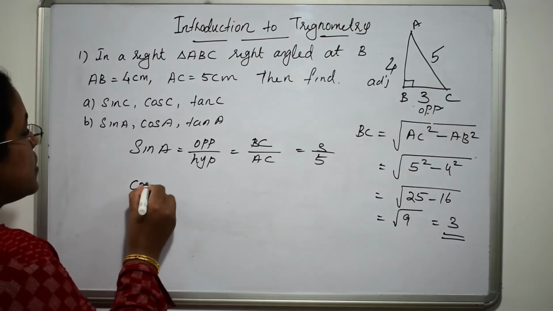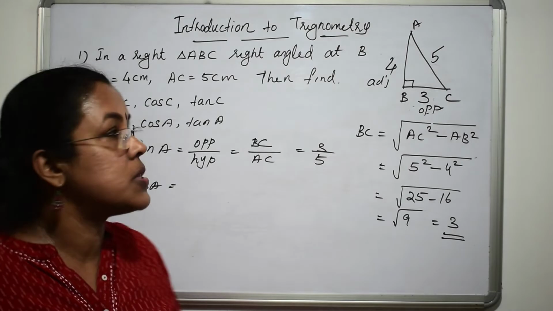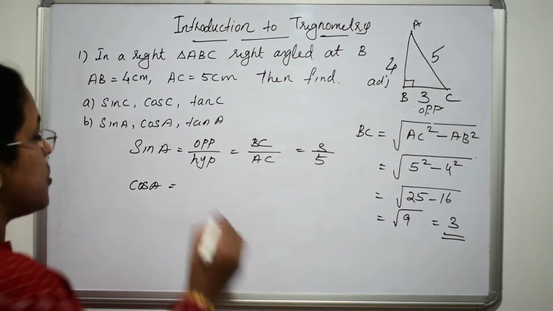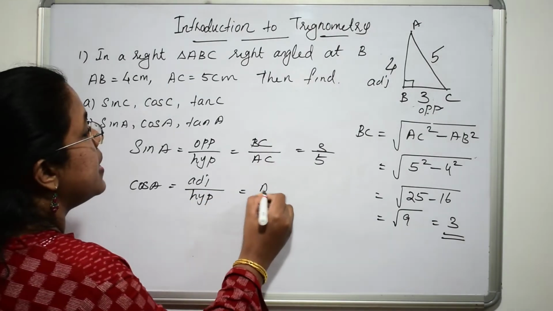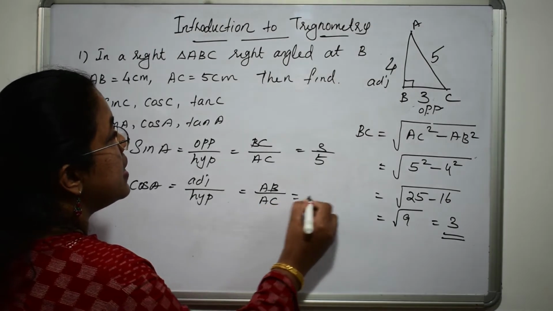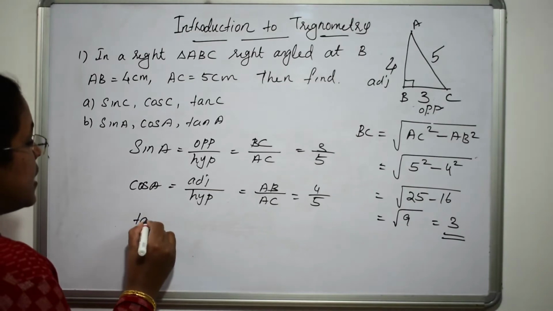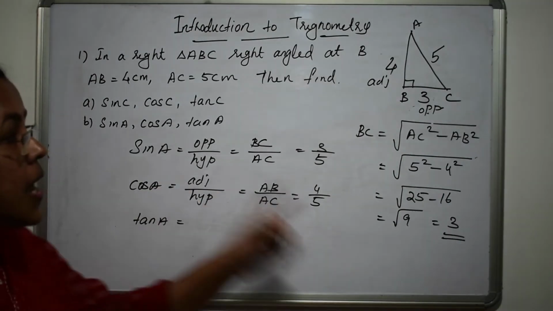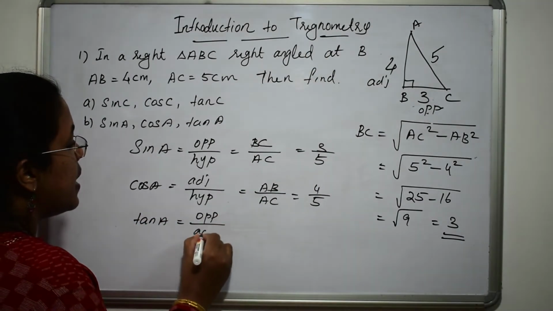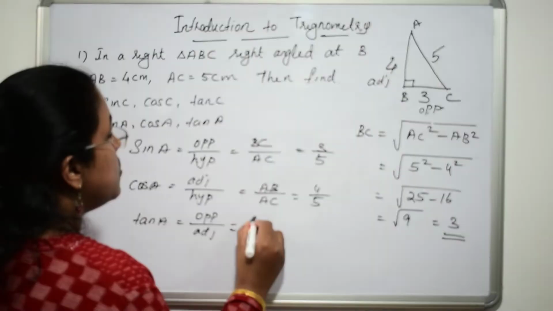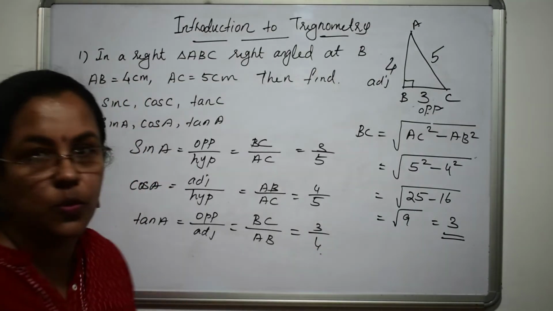Next, cosine of angle A. What is the meaning of cosine? Which ratio is called cosine? Adjacent side by hypotenuse. What is adjacent side here? AB upon AC, that is equal to 4 by 5. Next, tan A. What is tan A? Opposite side by adjacent side, that is equal to BC upon AB, which is equal to 3 upon 4.